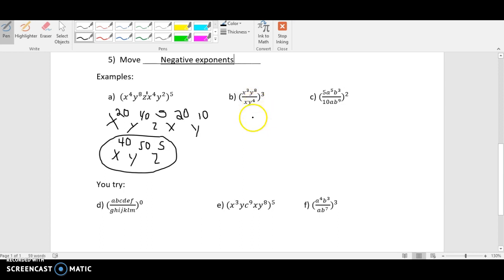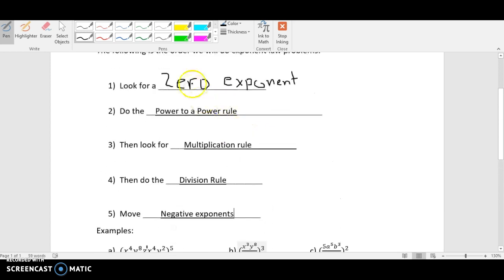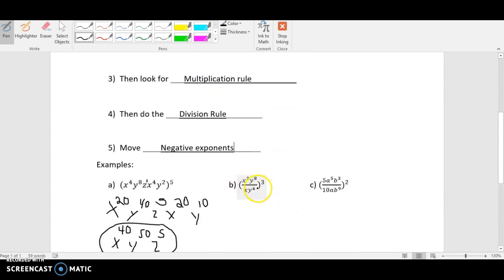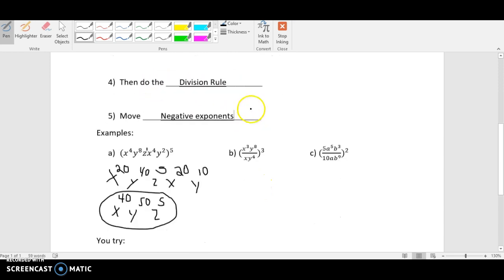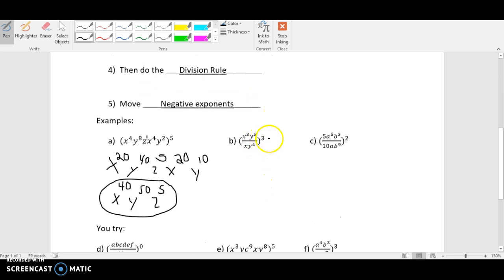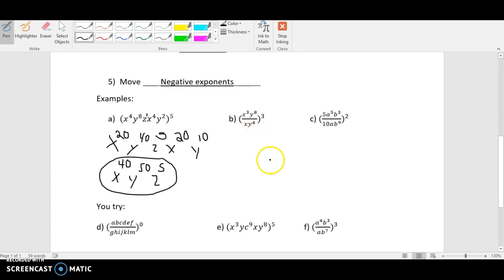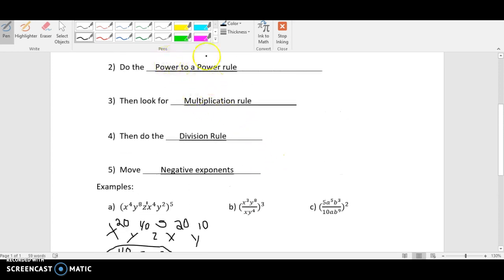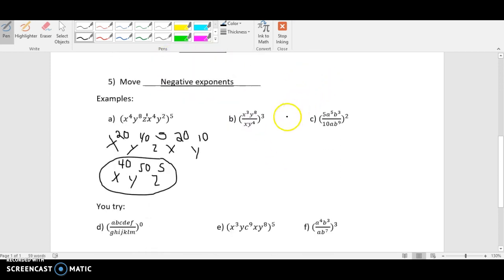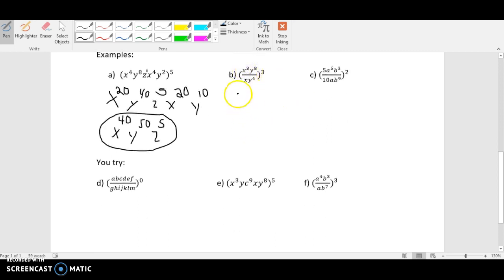Let's look at another one over here. I'm going to start again by looking for a zero exponent. I don't see one, so I'm not going to worry about it. Next thing is the power to a power rule. I see I have power to a power, so let's multiply each one. Like I said when we talked about the power to a power rule, we are going to do just the numerator and the denominator. So here I have x to the 3rd, so this is going to become x to the 9th.